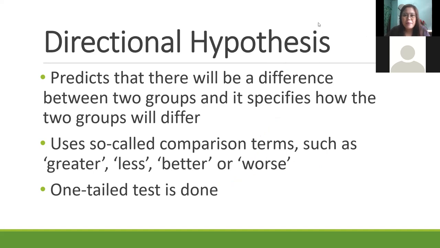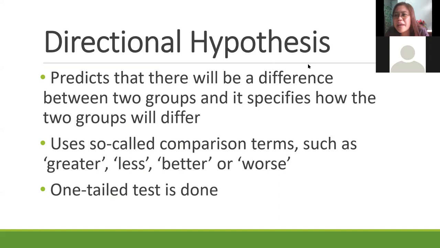Now, for the directional hypothesis naman, there is still difference between two groups, but you will now specify paano sila naging different. So, you will identify a directional hypothesis when you see these terms. So, for example, there is greater na term, less, lesser, better, or worse. So, you know kung asa, there is a direction kung paano sila naging different. So this time, since naa tay direction kung asa padulong ang ato ang testing, then we will be using a one-tailed test. So later we will be doing two types of tests, the one-tailed and the two-tailed test.